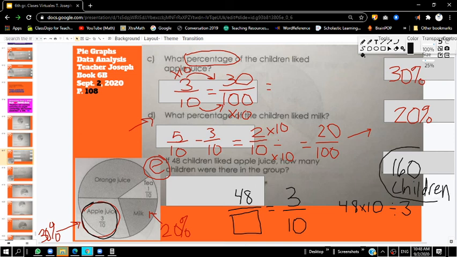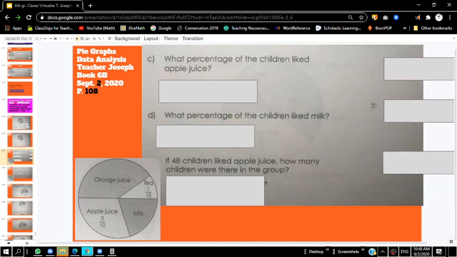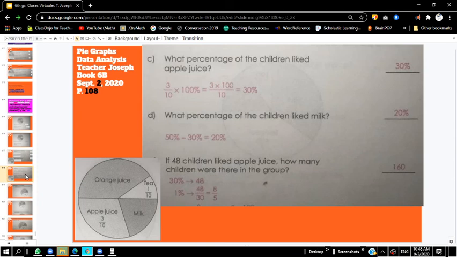Okay. Check your answers to make sure that they're okay. You have all the answers on the screen. And we're going to go on and head to page 109 inside of your Prime workbook. All right, let's go to page 109. There are the answers one more time.